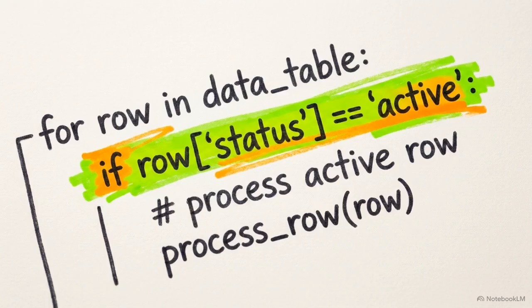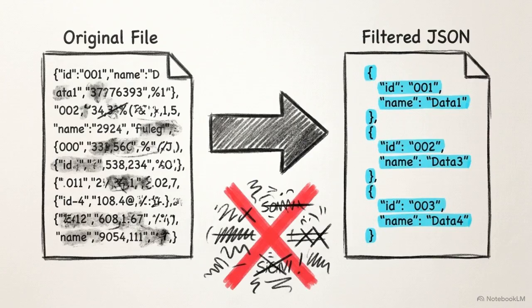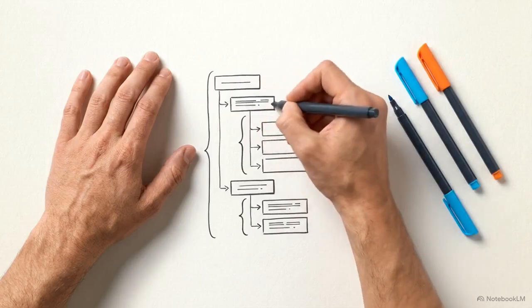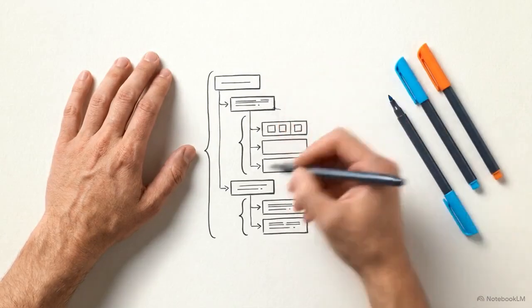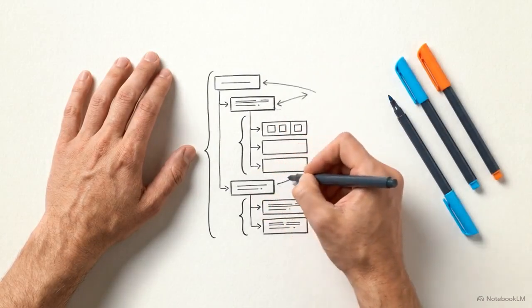Try modifying the code yourself. Write an if statement inside your loop to filter out specific rows before they get appended to the list and exported to the JSON file. Using these standard library tools allows you to convert raw files into a web-ready JSON format without installing any third-party packages.